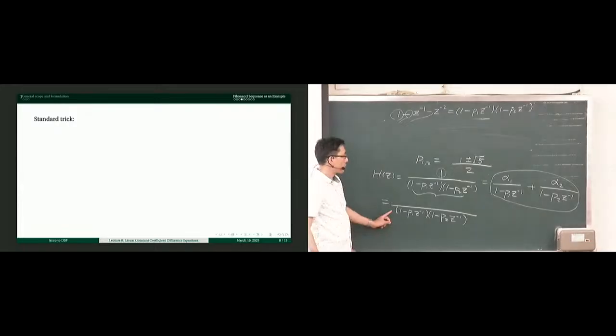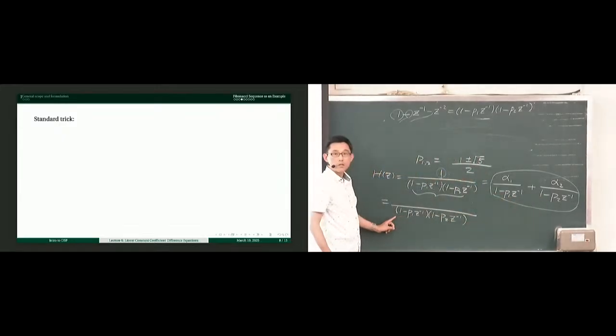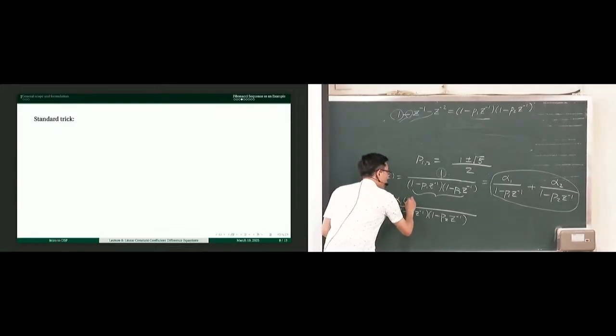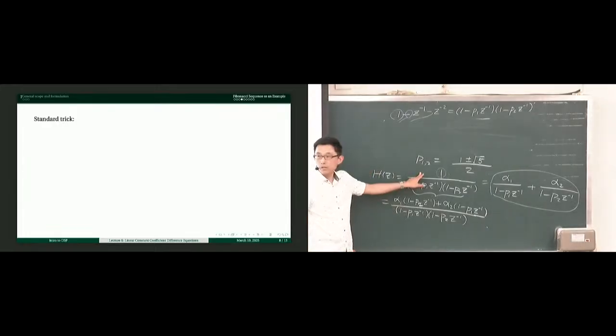If we keep playing with this expression and put these two terms together, then the denominator should be back in this expression, but the numerator should equal alpha 1 times 1 minus P2 z inverse plus alpha 2 times 1 minus P1 z inverse, which equals that. So far, so good?